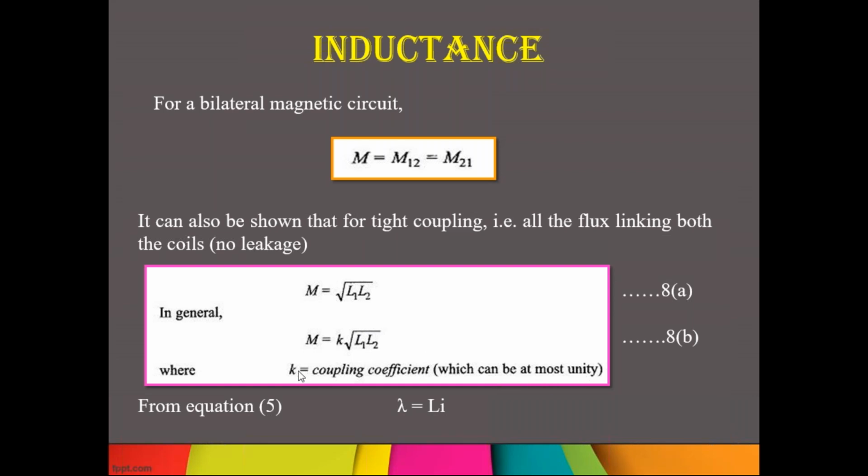K tells how the coils are separated from each other. What is the distance between these two coils? How much distance will the EMF be traveling? That value is given by K. And finally, from the equation, we have L is equal to lambda by I, right? From this flux linkage, we can write lambda is equal to L into I.